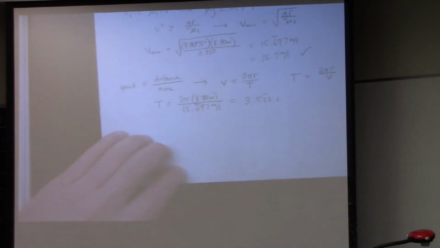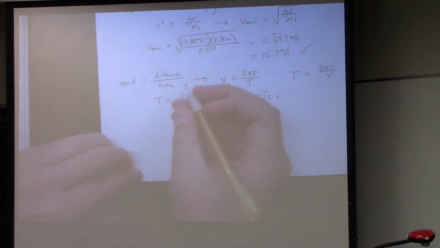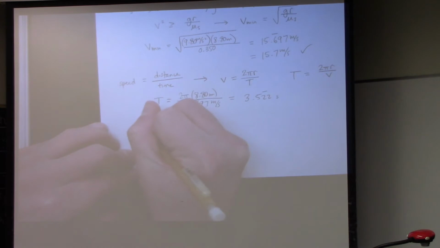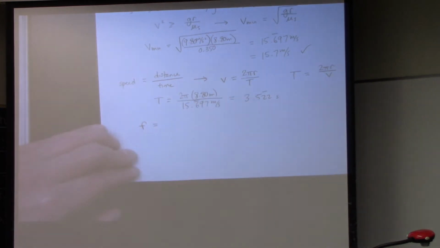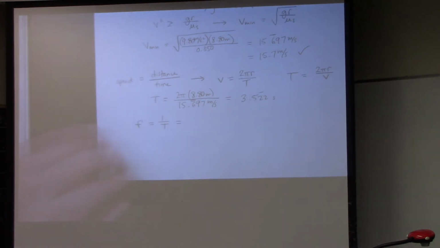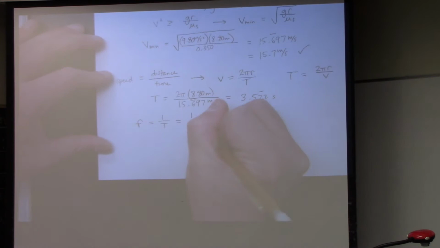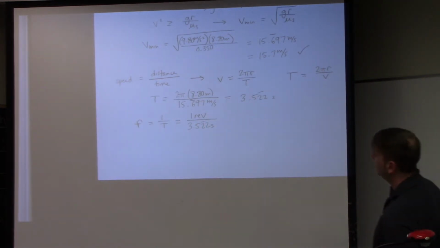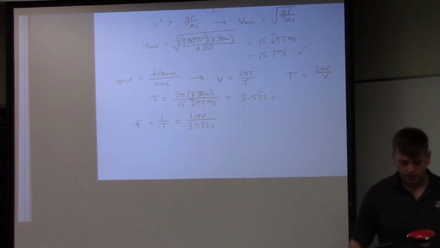So we're not quite there yet. What we really want isn't a period, it's a frequency, it's f. And just remember that period and frequency are inverses of each other. In other words, frequency f is 1 divided by period, which is T. So here's what we have. For every 1 revolution we make, it takes 3.522 seconds. So that would be the frequency in units of revolutions per second.